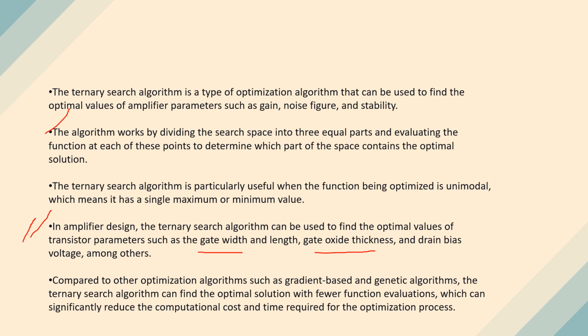An important point that we have to look into is, compared to other optimization algorithms such as gradient and genetic algorithms, the ternary search optimization algorithm can find the optimal solution with fewer function evaluations, which can significantly reduce computational costs and time required for the optimization process. So it is better to choose the ternary search optimization algorithm instead of gradient based and genetic algorithms in order to save time and computational cost.